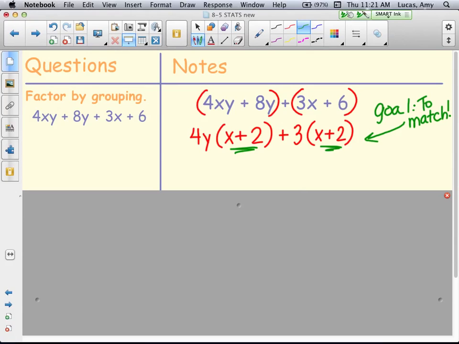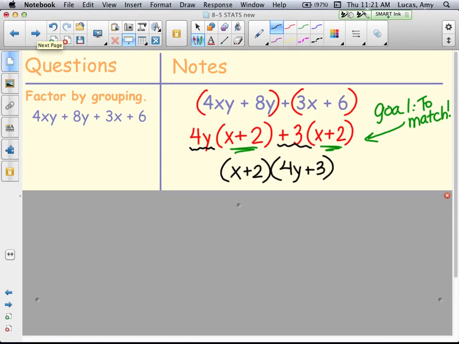Okay, if they do match, what we're going to do then is keep that x plus 2 binomial and look at what we factored out to get our second binomial. 4y plus 3. There you have it, factored form.